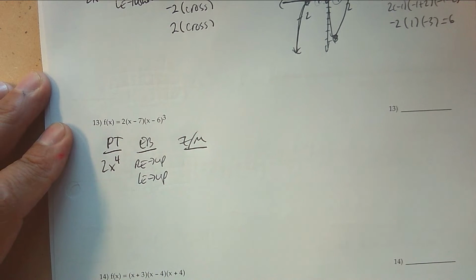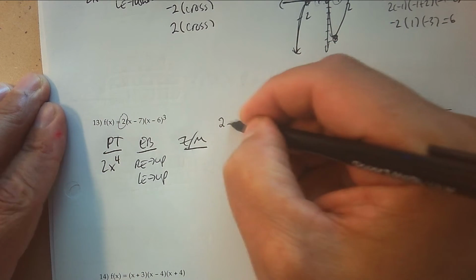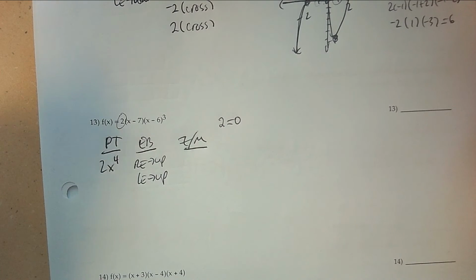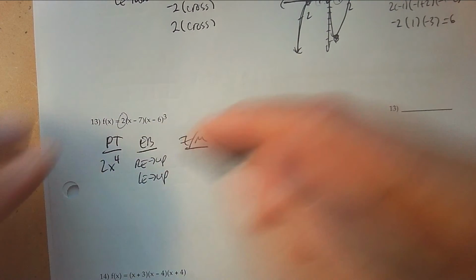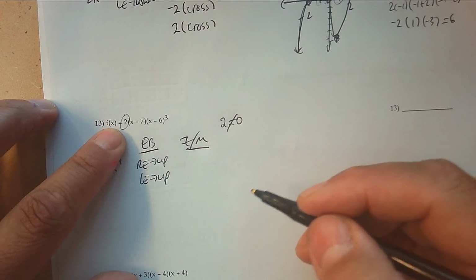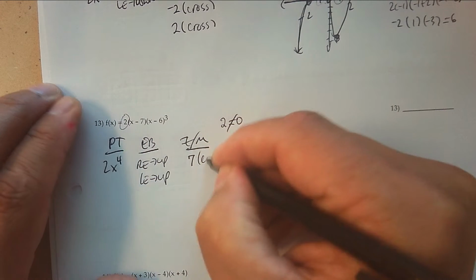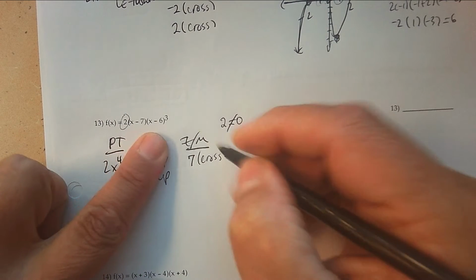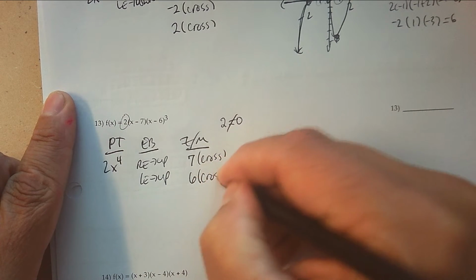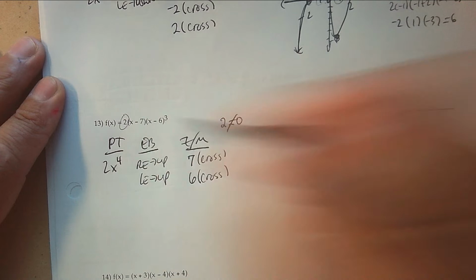Zero is the multiplicity. 2, this 2 in front, no 0. So if I just take 2, make it equal to 0, there's no x to solve for. So 2 doesn't equal 0. There's no 0 that comes from just 2. It needs a letter. The next factor, x minus 7, +7, it's going to cross. And then x minus 6, +6, and it's going to cross because of the odd exponents.